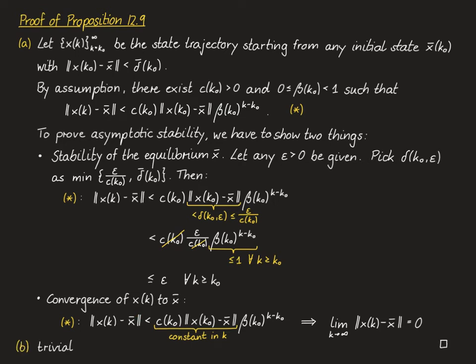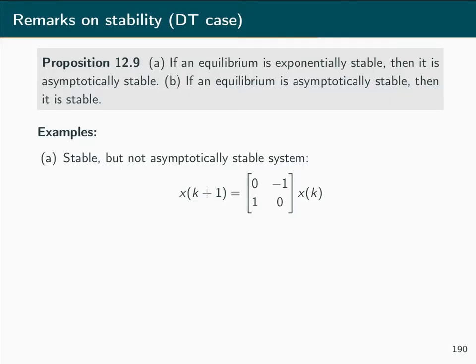Part B of this proposition is trivial because by definition 12.7a, asymptotic stability already implies stability. Now that we have seen that exponential stability is stronger than asymptotic stability, and asymptotic stability is stronger than stability, let's look at some examples to prove that in both cases stronger means strictly stronger.